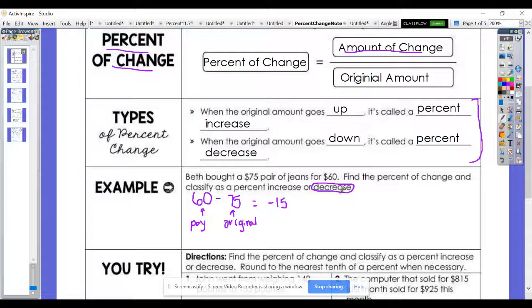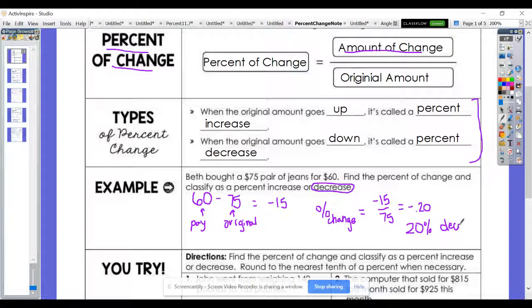So then if I go up here and use that formula, my percent change equals that change amount, which in this case is negative 15, over the original amount, which in this case was 75. Throw that into the calculator and it's going to give you negative 0.20. And hopefully that will jump out to you as being 20% as a decimal. And since it's a negative number, I'm saying it's a 20% decrease.